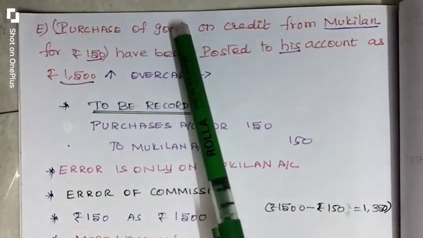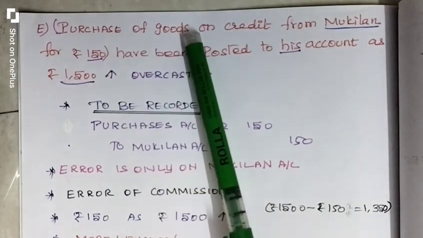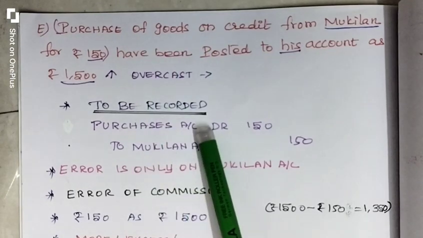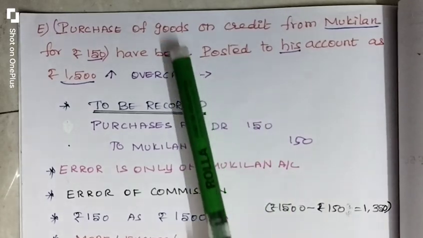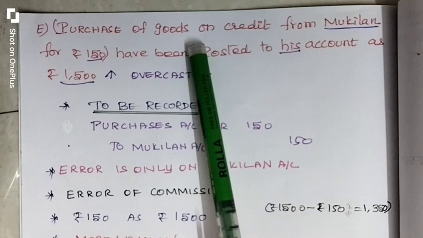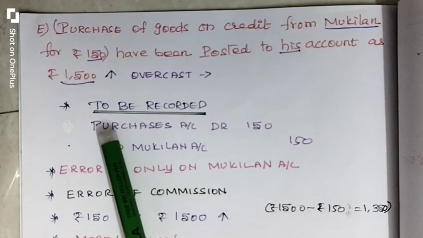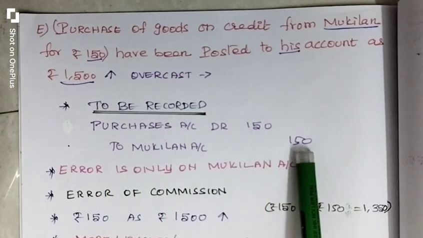Whenever you purchase goods, that is an expense for you. You purchase any goods, that is an expense. All the expenses are to be debited. So purchases account debtor 150 rupees. Who is the giver? You purchased from Mukilan. Mukilan is the giver. Okay. So credit the giver. So what is to be recorded? Purchases account debtor 150 rupees to Mukilan account 150 rupees.